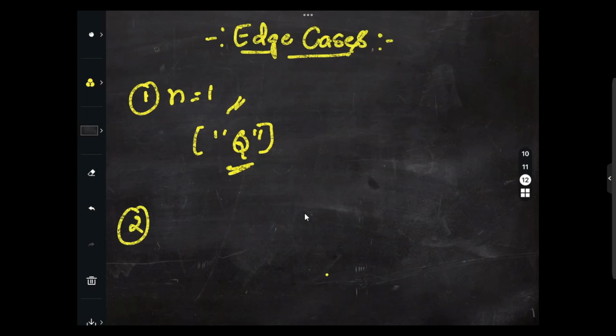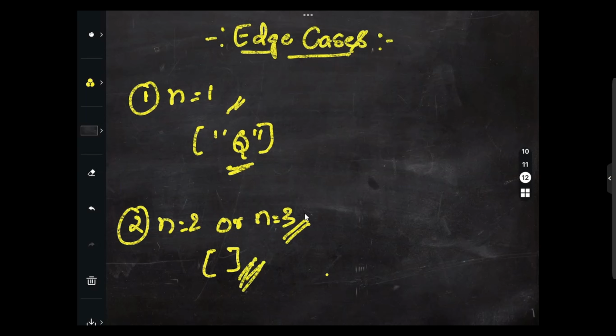The second edge case, we can consider n equals 2 or n equals 3. So the output will be empty. Why will the output be empty here? No valid placements exist because the queens will always attack each other. You can visualize it in the same way that I showed for example 1. You can try it in the same way. Here the output will be empty, right?